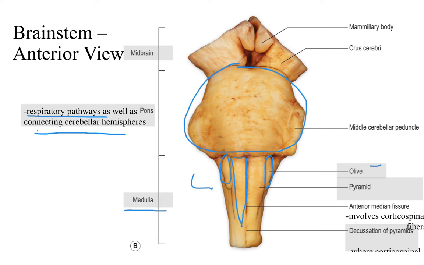And within the pyramids, notice that you have some decussation going on here. That's where the corticospinal axons would cross over with each other, remember, from left to right and right to left, so that one side of the body is regulated by the opposite side of the brain. And so a lot of decussation would happen right here with the corticospinal axons within a pyramid.